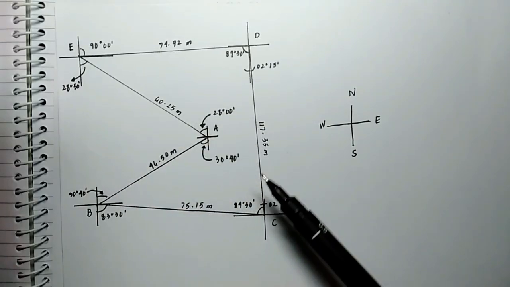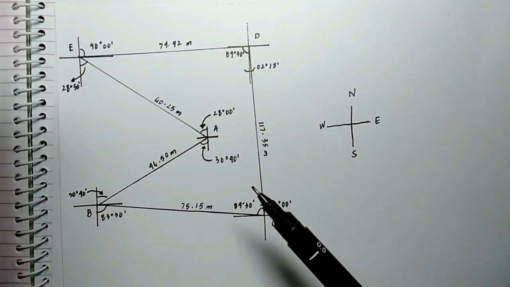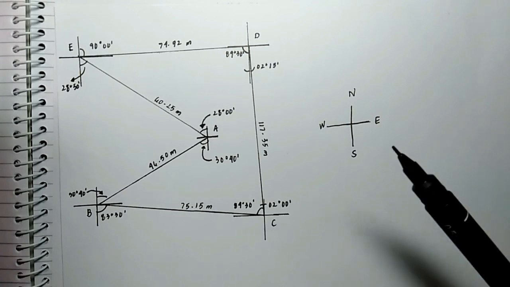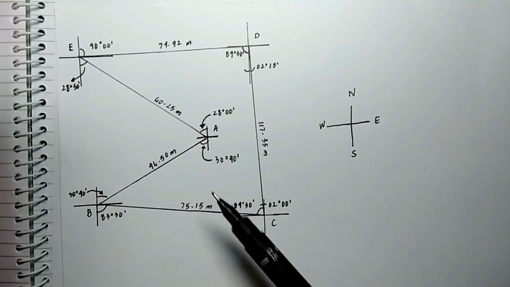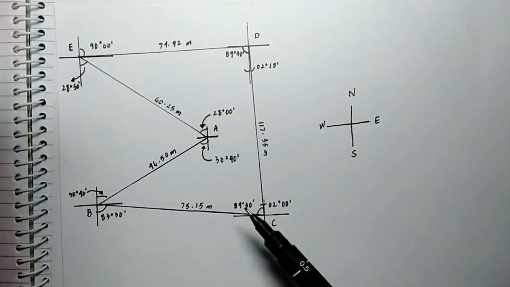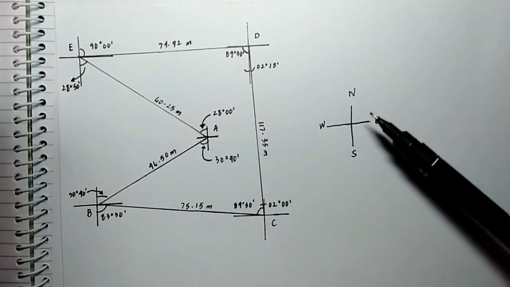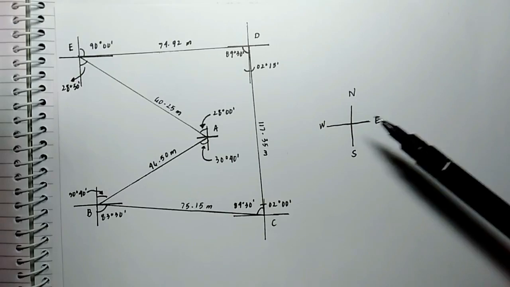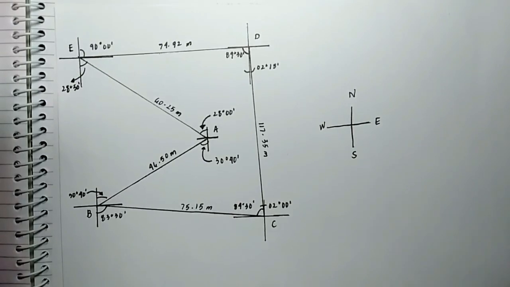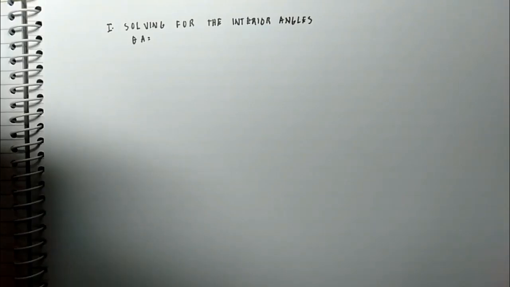So here is the plot of the closed traverse based on the observed data. As you can see here, from A, B, C, D, E. These are the stations, and it is north, east, west, and south. The first thing that we need to do in the solution is to solve for the interior angle.